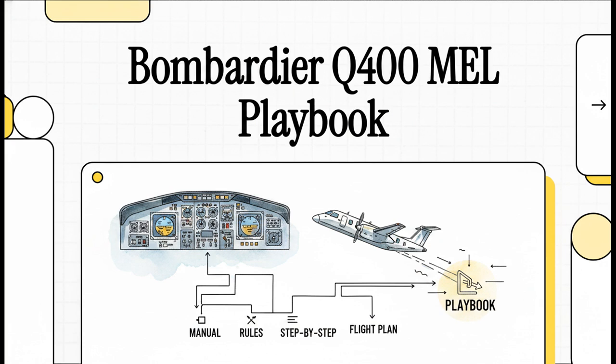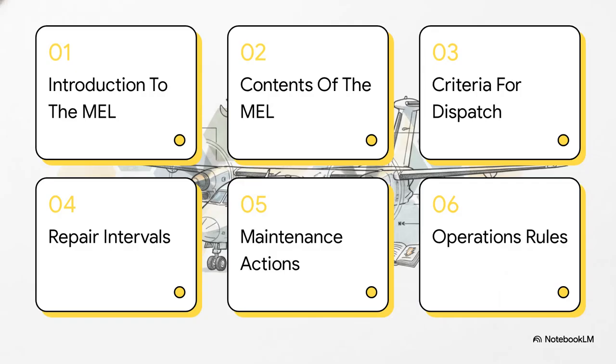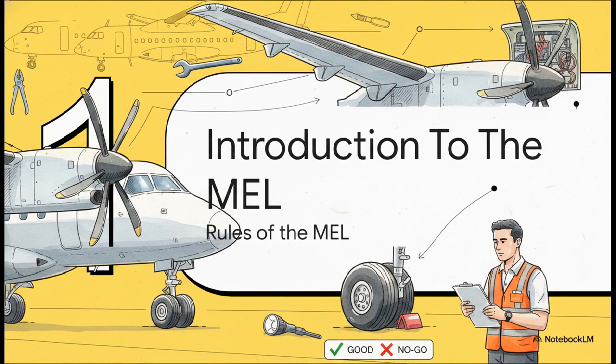Let's get into it. Here's our quick flight plan for today. 1. Introduction to the MEL. 2. Contents of the MEL. 3. Criteria for dispatch. 4. The ABCD rectification intervals. 5. Maintenance action procedures. And finally 6. Operations action and annexes. All right, kicking things off with Section 1, Introduction to the MEL and its foundational rules.